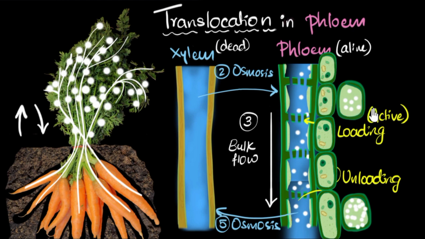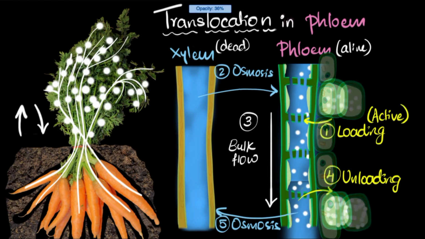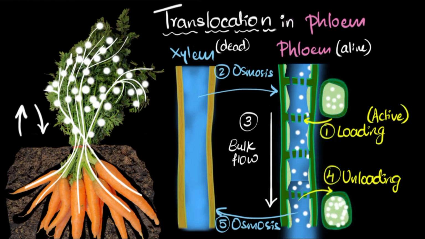And so in reality, if you're wondering, when you want to load the sugars, you have to first load it into the companion cell and then it goes into the phloem. Similarly, while unloading, it first goes into the companion cell and then it goes out of the phloem. But that's a small detail. We don't have to worry too much about that. So let me get rid of those. So it's those companion cells that keep them alive.